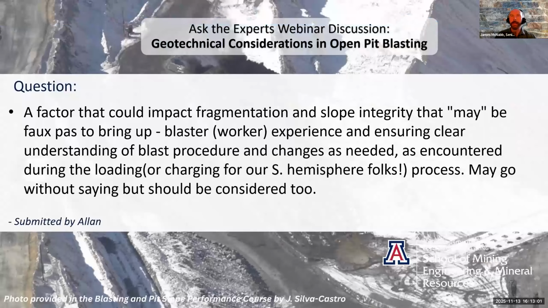This is from Alan. So I'm going to pose this statement, and then we can chat about it if we want. A factor that could impact fragmentation and slope integrity that may be forgotten is blaster or worker experience and ensuring clear understanding of blast procedure and changes as needed as encountered during the loading process, which is also known as charging in the Southern Hemisphere. May go without saying, but should be considered as well. It's a really good point by Alan. I don't know if anybody wants to make any comments on that.